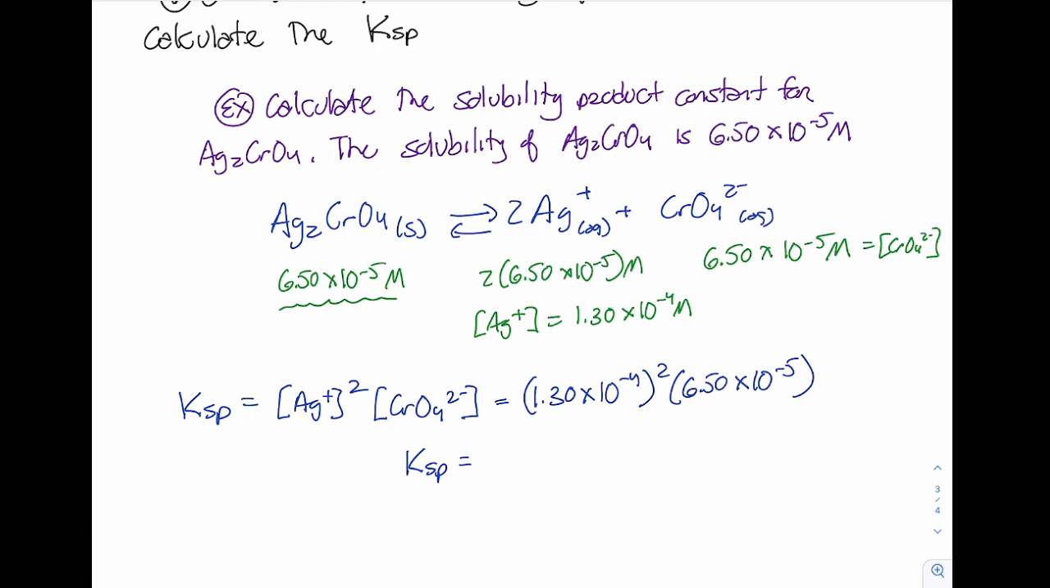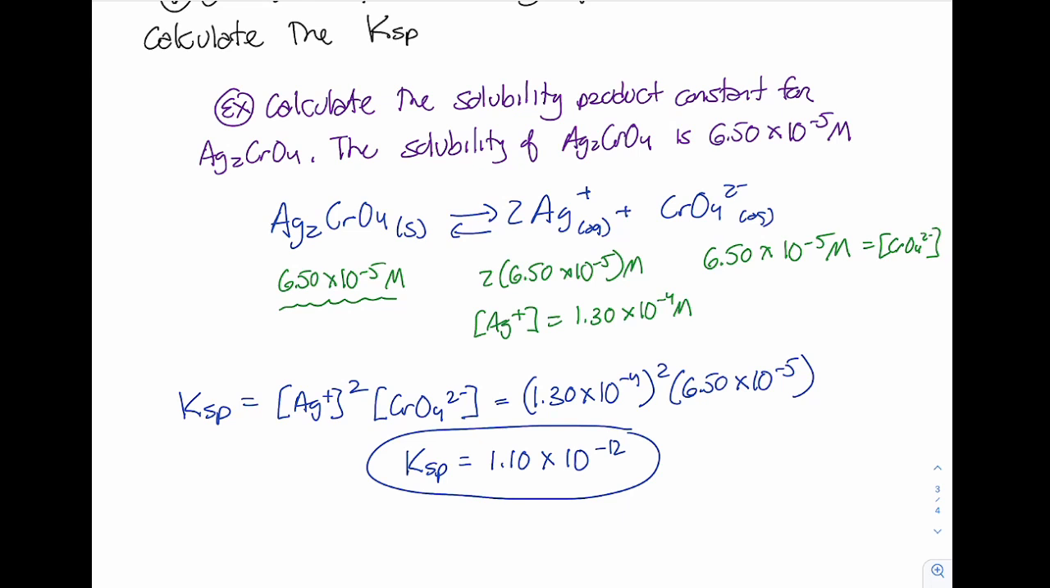And then I just want to double check my answer here. And I get 1.10 times 10 to the negative 12th. So that would be my value for my solubility product constant.